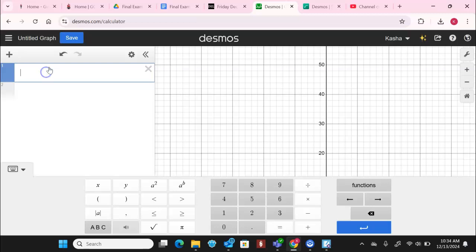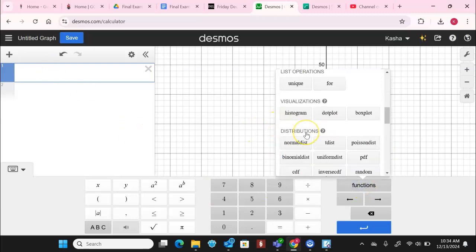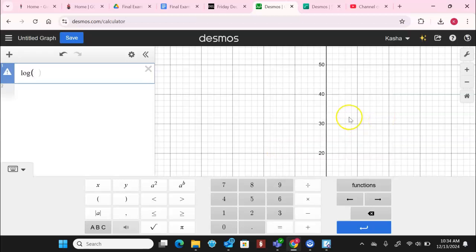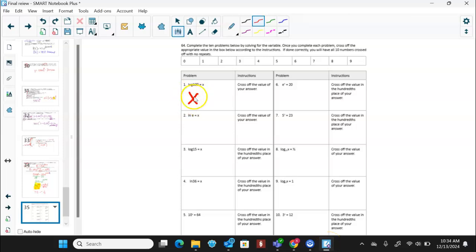So the first one was log 10. So in this case, you do not use the log with a base. You're going to use a regular log because the base is assumed to be 10. And in this particular equation, it was log of 100. So the answer is 2. Okay. So that is x equals 2.